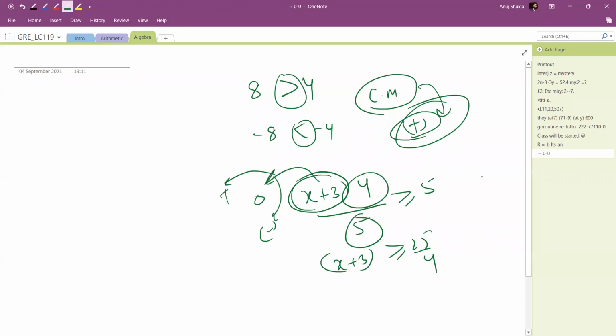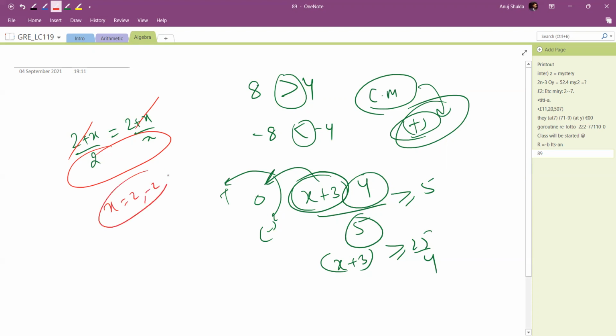Even if you remember this, there was one question: 2 plus x divided by 2 equal to 2 plus x divided by x. Do you remember what I told you that time? You cannot cancel like this. Why? For canceling like this, what is the condition? Whatever you are canceling should be positive. Some of you told me the answer x equal to 2, but the answer is not just x equal to 2. It will be x equal to 2 and also minus 2. You cannot cancel the terms like this. You can cancel the terms once you know that it is positive.